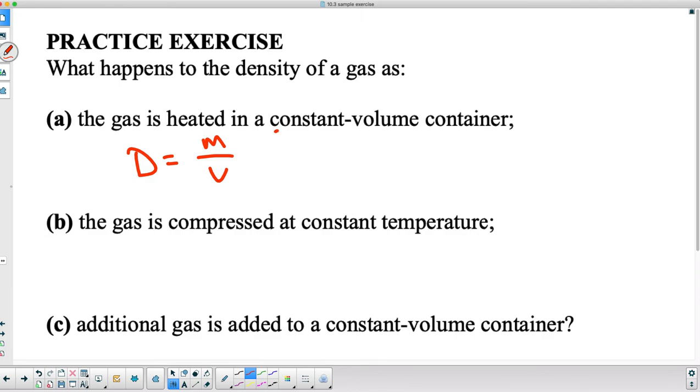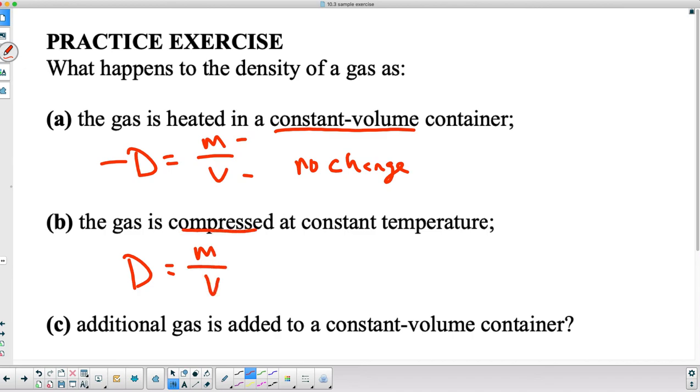If we have a constant volume container like this, but it says the gas is heated. So if this doesn't change and we're not adding or subtracting molecules, then nothing changes. That means there's no change for density, because we're not changing the mass or the volume. This says constant volume, which means that the volume doesn't change. The gas is compressed at a constant temperature. So now the temperature's not changing. Okay, but one of our parts is changing. If we're compressing, that means we're decreasing the volume.